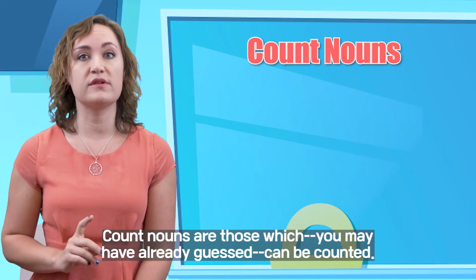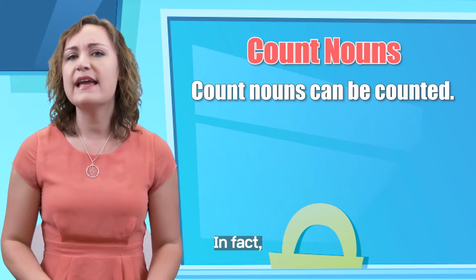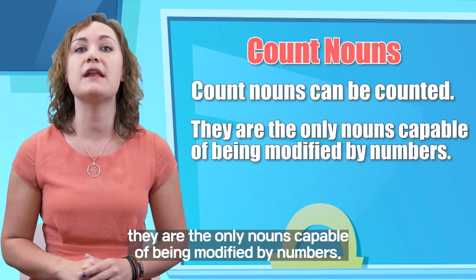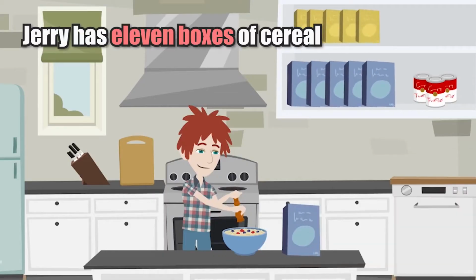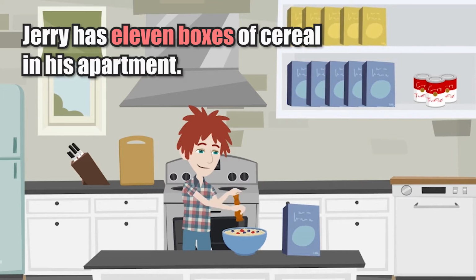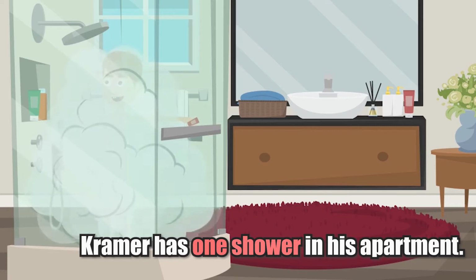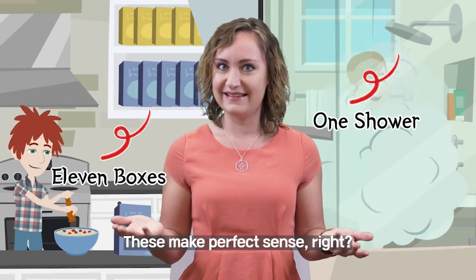Count nouns are those which, you may have already guessed, can be counted. In fact, they are the only nouns capable of being modified by numbers. Let's take a look. Jerry has 11 boxes of cereal in his apartment. Or, Kramer has 1 shower in his apartment. These make perfect sense, right?